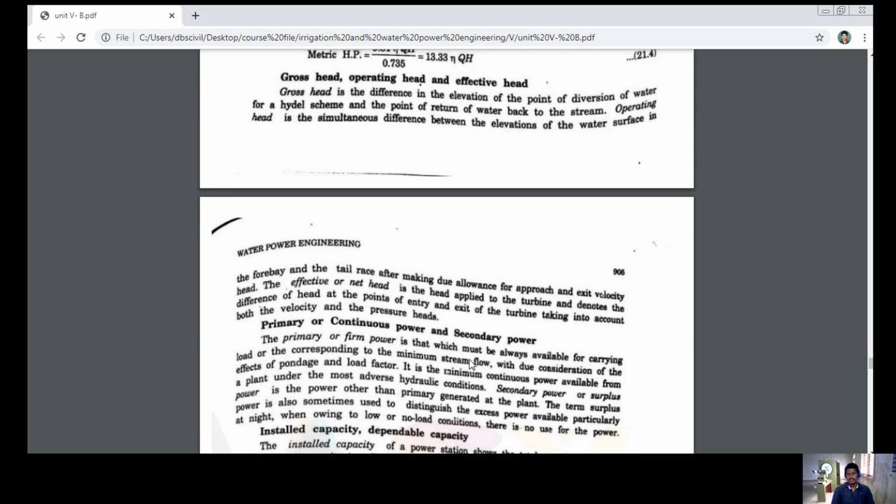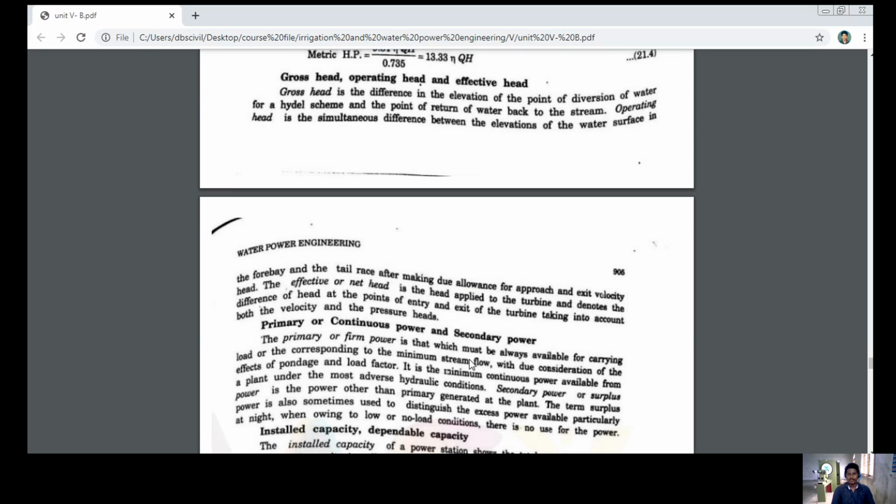Operating head is the difference between the elevation of the water surface in the forebay and the tail race, after making due allowance for the approach and exit velocity heads. The effective or net head is the head applied to the turbine, the difference of head at the point of entry and exit of the turbine, taking into account both the velocity and pressure heads.